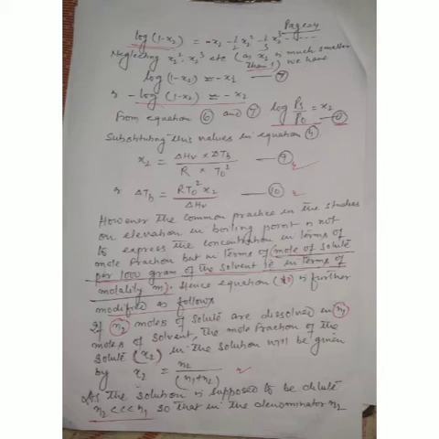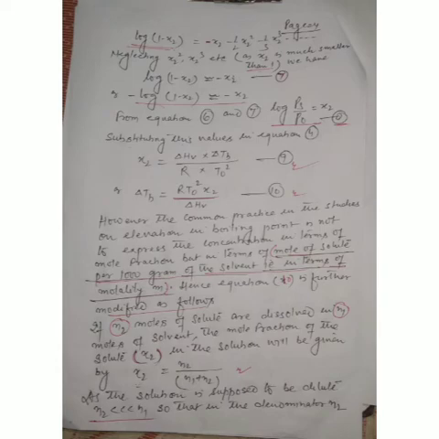From equation 6 and 7, log(p_s/p_0) is equal to x2, equation number 8. Substituting these values in equation 4, x2 is equal to ΔHv times ΔTb divided by R T0 squared, equation number 9, or ΔTb is equal to R T0 squared times x2 upon ΔHv, equation number 10.